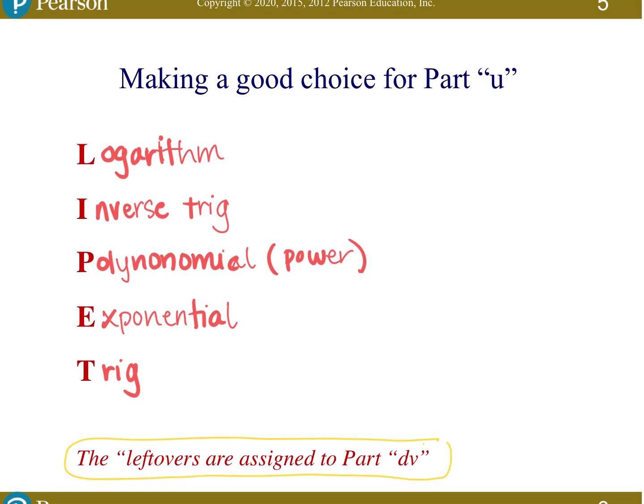Whatever you didn't pick for u, whatever is left over, that leftover is called the dv part of the problem. So our whole problem is going to have 4 parts altogether. There's a u, there's a du, there's a v, and there's a dv. You pick the u first, and you actually pick the dv part as your next part. Let me show you how that works.